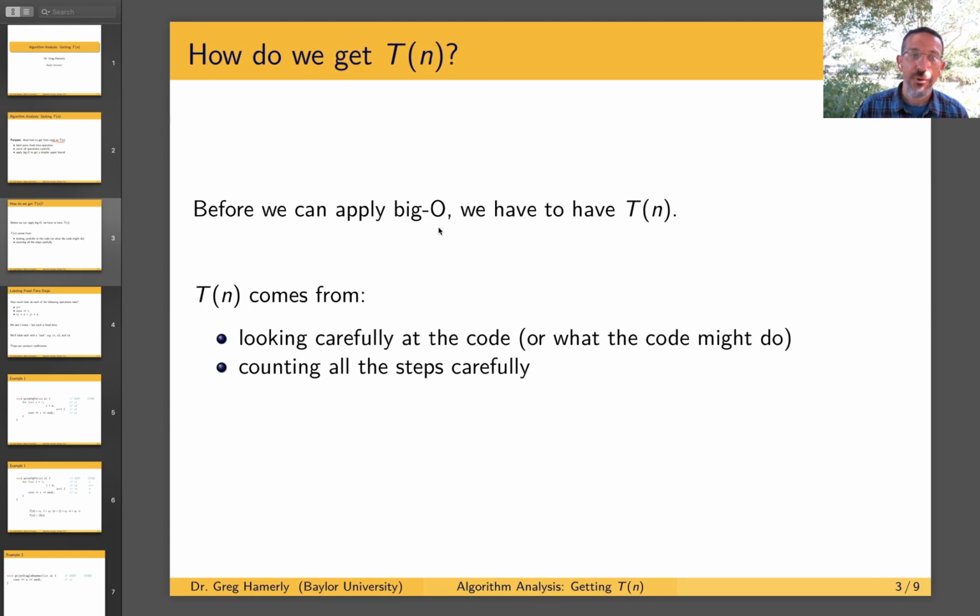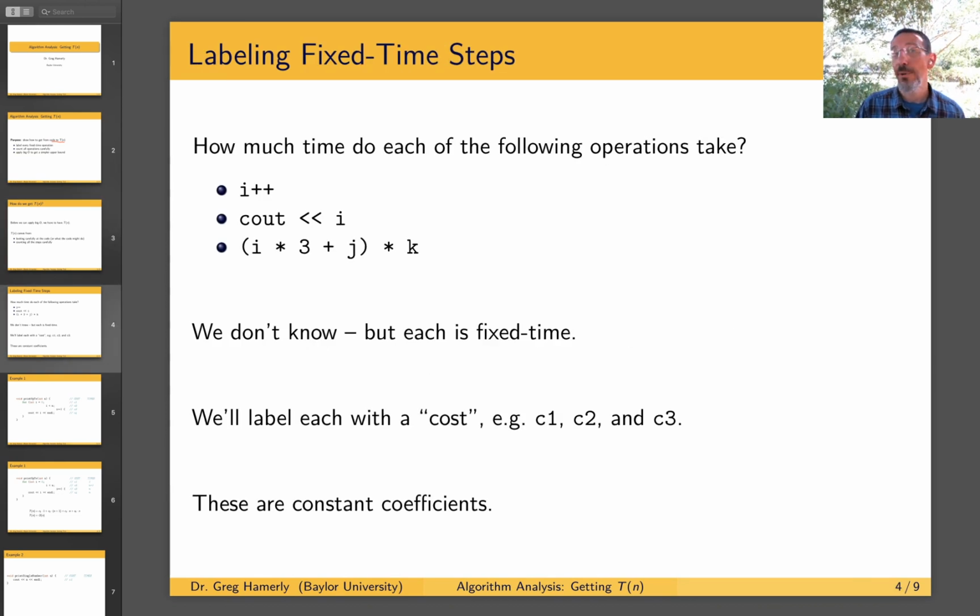So before we can apply big O to get a simple upper bound, we have to have the T of n. And T of n comes from looking carefully at the code or thinking carefully about what the code might do and counting all the steps carefully. Now, for each step in the code, we have to know how long it takes. So we're going to label our fixed time steps.